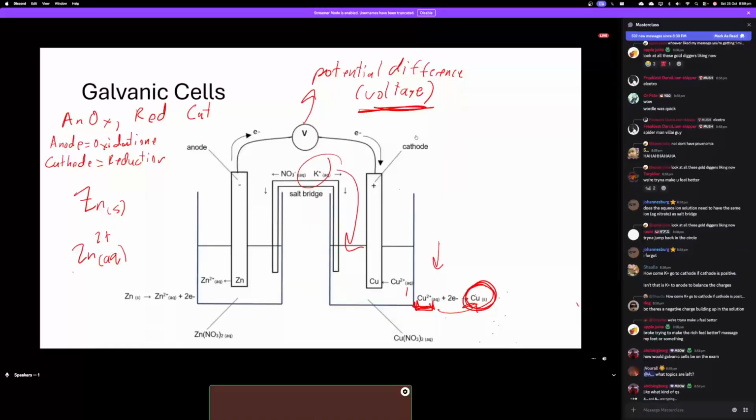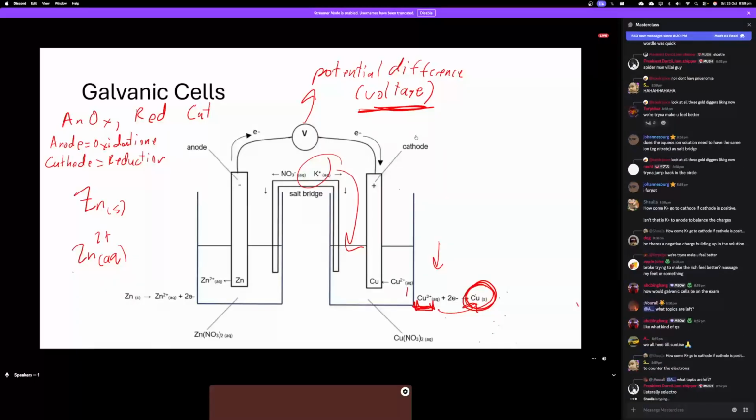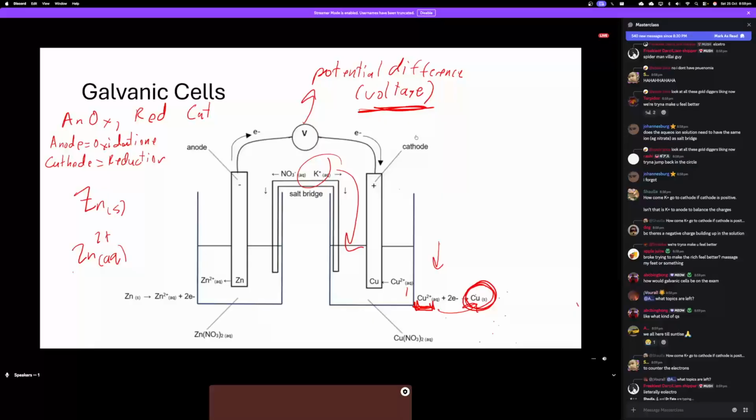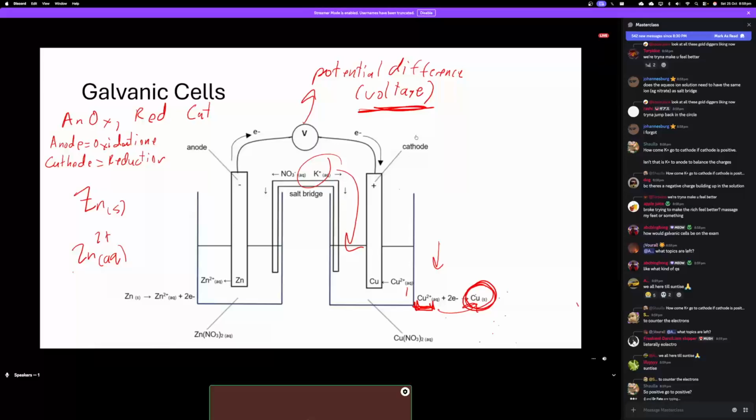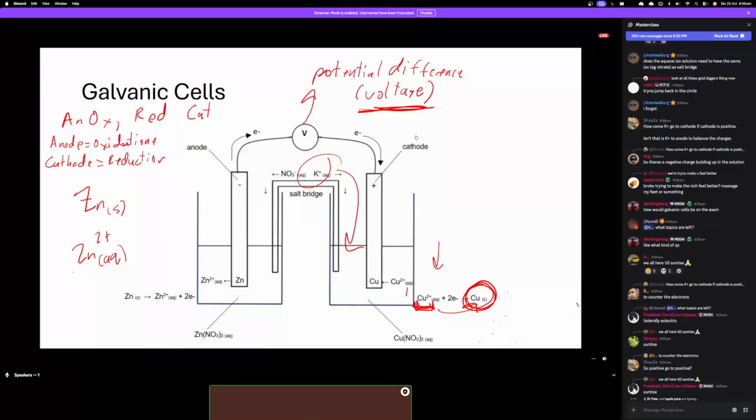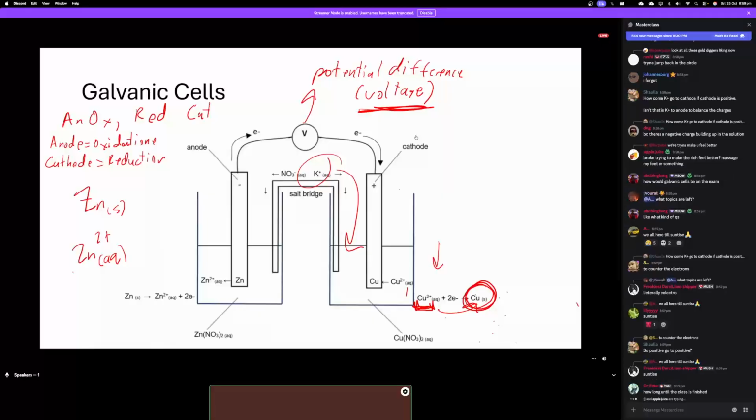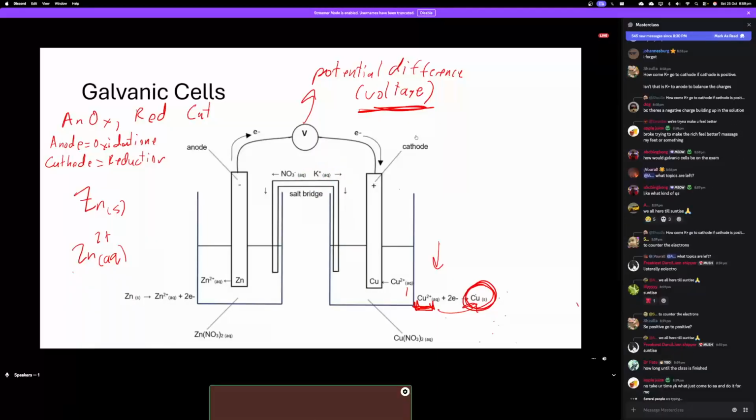What topics are left? Electrolytic cells, and that's it. I'm trying to. I took a mini poll, and everyone said they wanted me to go on a little bit longer. If you want to think about it like that, positive goes to the cathode is probably a better way to say it, because saying positive goes to positive feels very counterintuitive in my head.